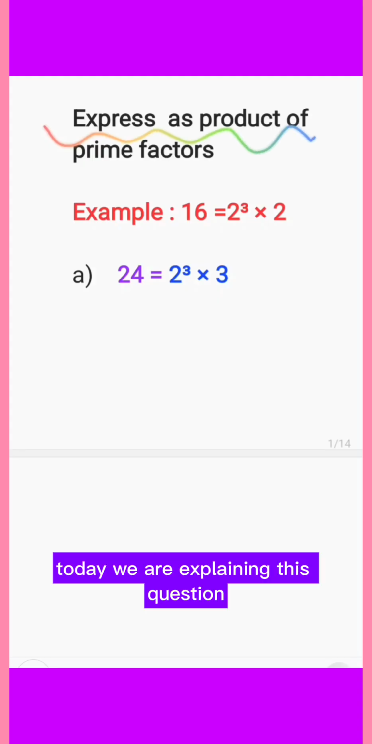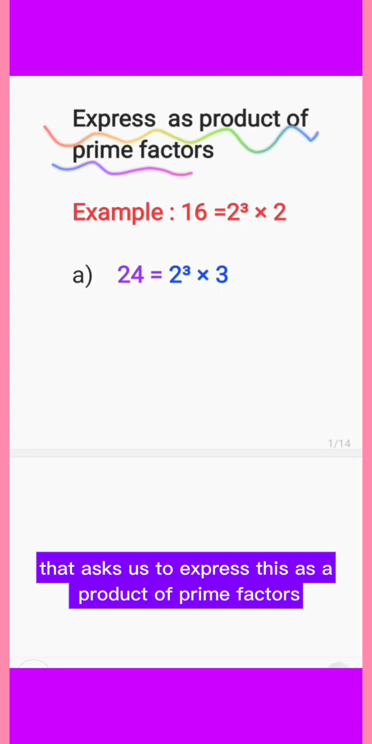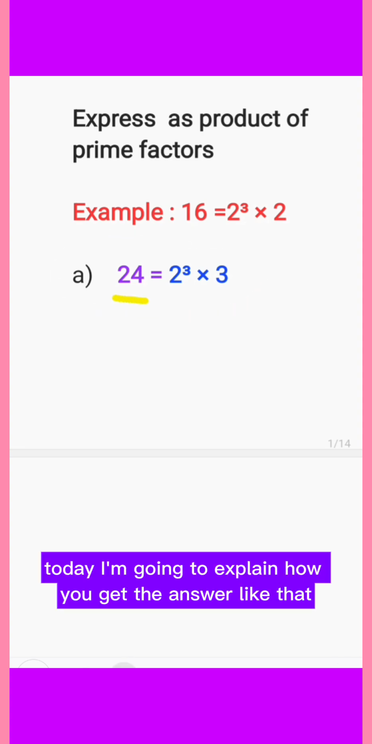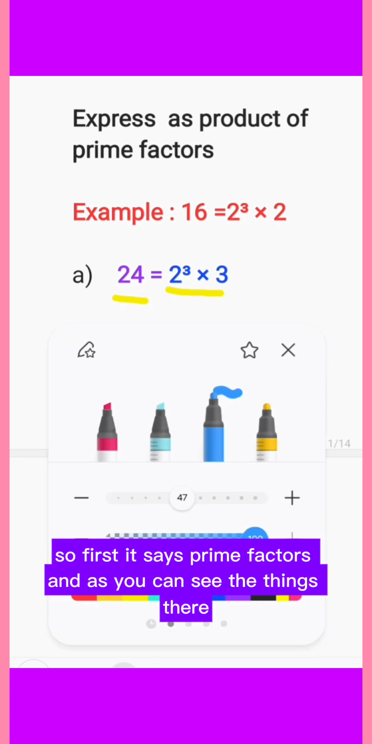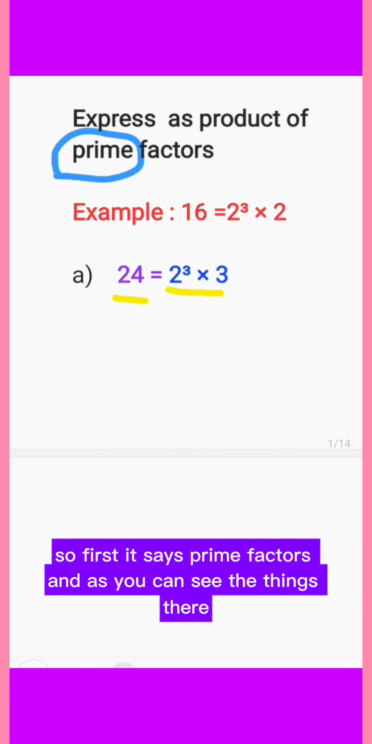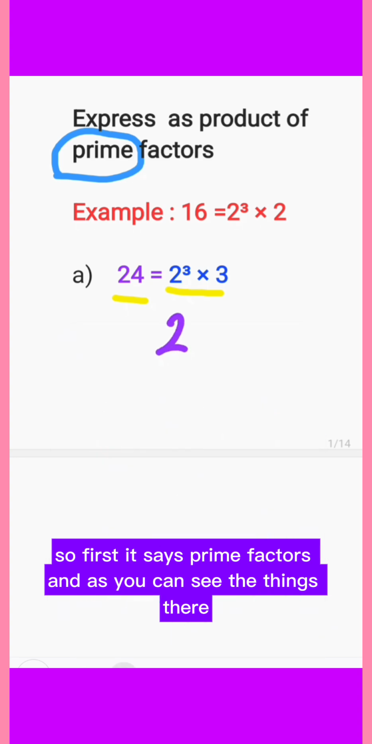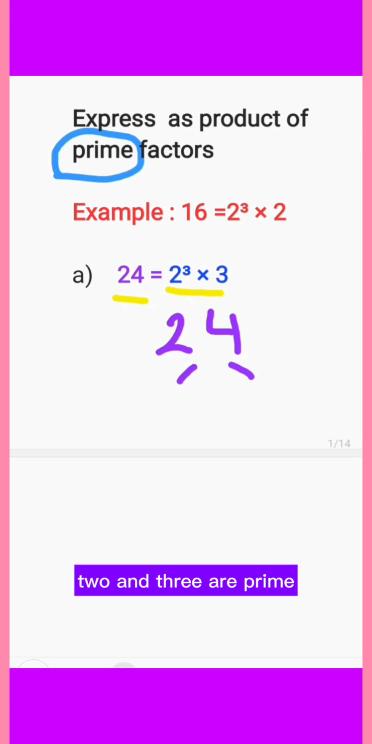Today we are explaining this question that asks us to express this as a product of prime factors. 24 equals 2 cubed times 3. Today I'm going to explain how you get the answer like that. So, first it says prime factors. And as you can see, the things there, 2 and 3, are prime.